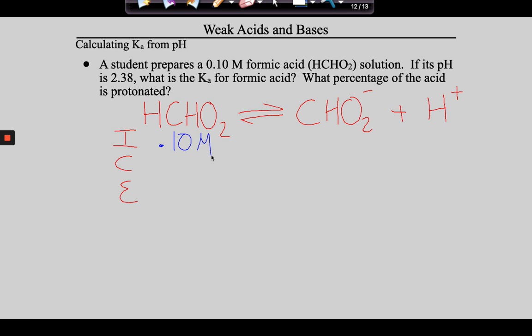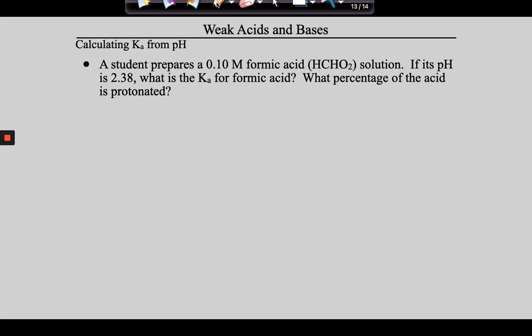Now, guys, what else do we know? Well, we know the pH. We know that the pH is 2.38. But Ronnie, you got to an interesting point. What can we do with that? We can use that to figure out the hydrogen ion concentration.